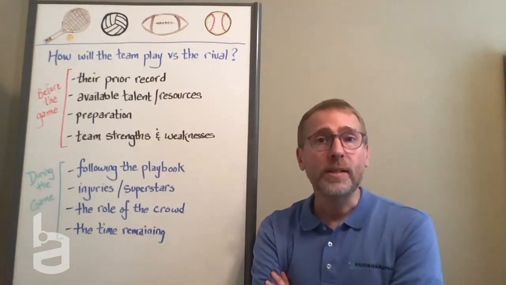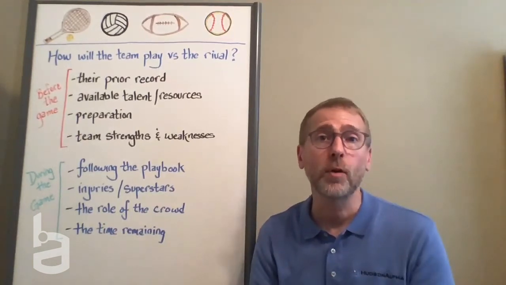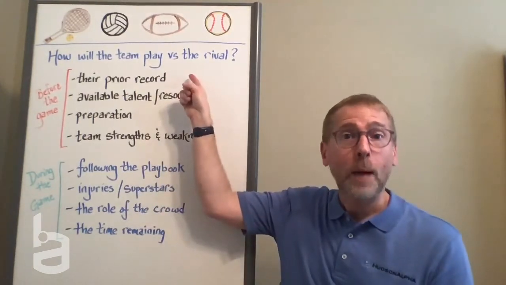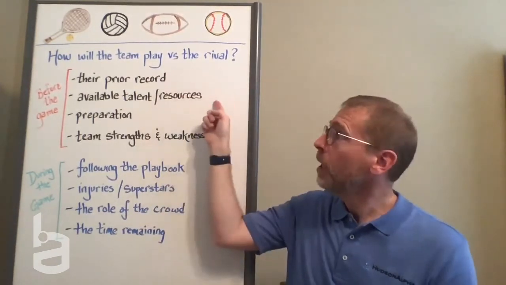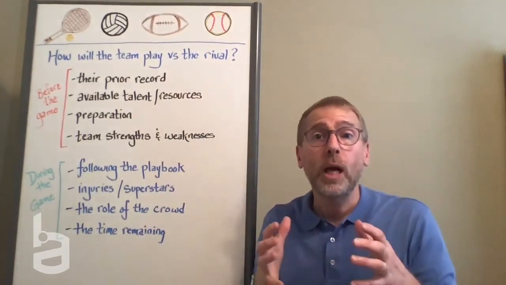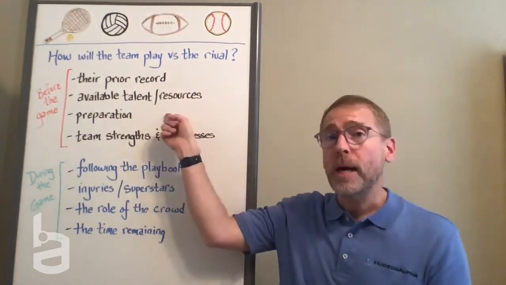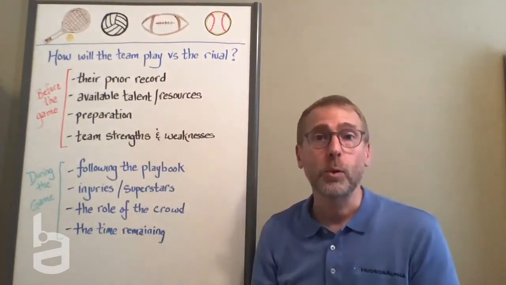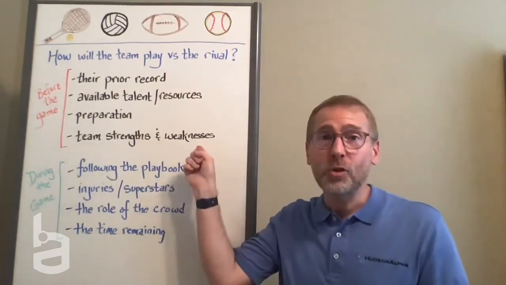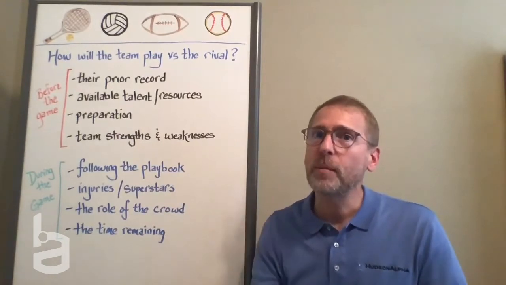There are some data points that you could look at that might give you a hint as to how the game goes before the first whistle ever blows. What's the prior record of the two teams? How have they played against others? What are the available talent and resources that are on each team? Do they have all the equipment that they need? Do they have the right people in the right place? And what's their level of preparation? Are they practicing routinely? Are they in playing shape? And then, what are the team's strengths and weaknesses? What positions are really well covered and what positions are a little bit shaky?